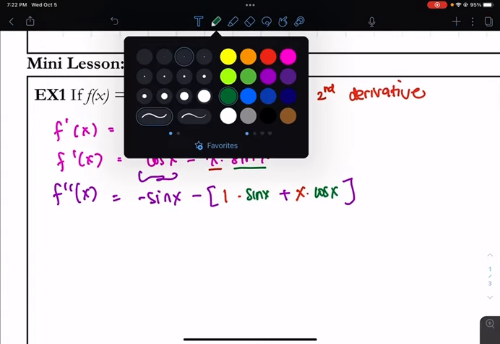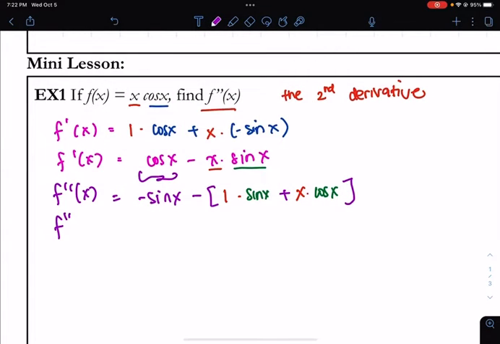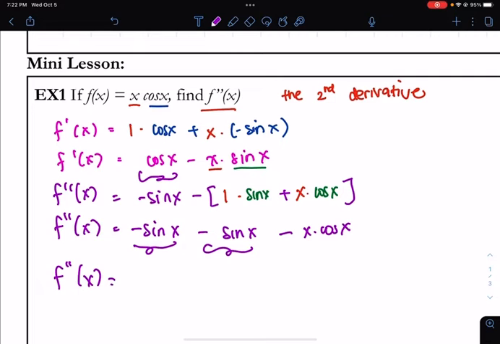And then plus x times the derivative of sine x, which is cosine x. Okay, so if we simplify, now we have negative sine x minus sine x, and this becomes negative x cosine x, because we have 2 of the sine x. So if we simplify even further, we have negative 2 sine x minus x cosine x. And here we go.